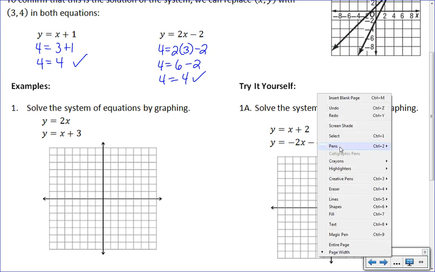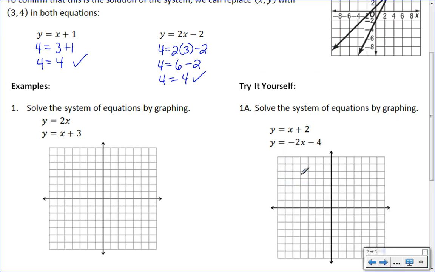We want to graph each of these equations and see where they intersect. So we have the equation y equals 2x. Remember, we can use slope-intercept form. Since this is in slope-intercept form, we can use it to help us graph the equation more easily. So this has a y-intercept of 0, because this is like y equals 2x plus 0. So that's where we'll start.